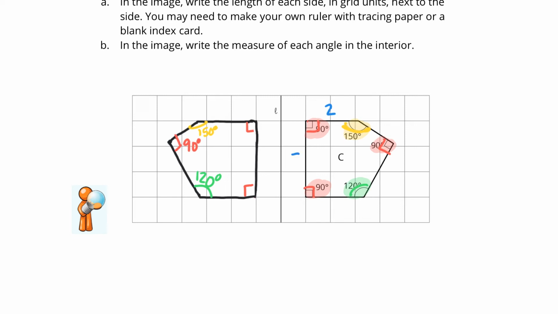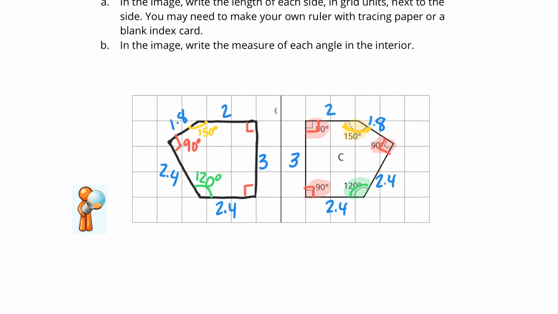Next, I'm going to start labeling each of my side lengths. So I know for sure these are 2 and 3, and then these are kind of halfway in between, so I use my ruler to measure 1.8, 2.4, and 2.4. And then that should be the same on the opposite side for my corresponding sides, so the ones that are in the same location from the pre-image to the image.